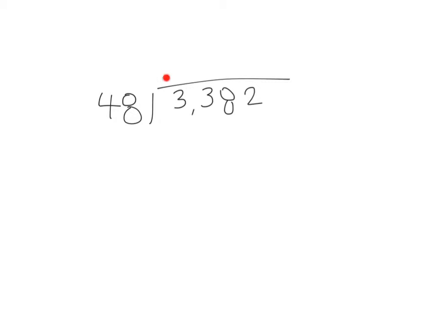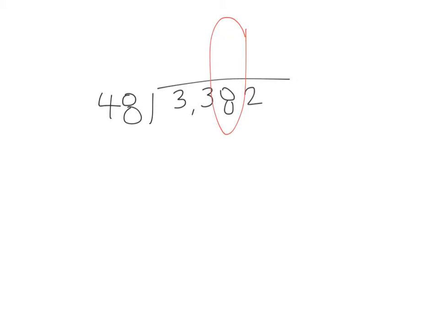So let's take a look. Would it start in the thousands place? Because 48 can't go into 3, right? Would it start in the hundreds place? Because 48 can't go into 33. So would it start in the hundreds place? Yes. Because we know that 48 is smaller than 338, so it must be able to go into that, right? So we know right off the bat that we would need to start in the hundreds place. So the first thing we would think in our head is, okay, how many times does 48 go into 338? Now, I don't know about you, but that's hard for me, okay?